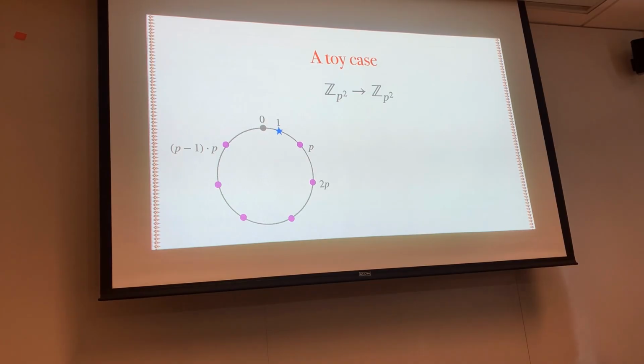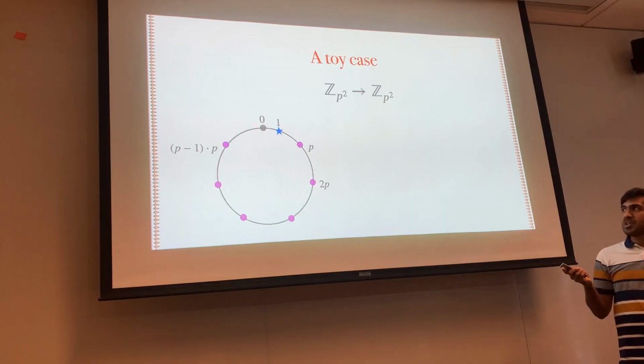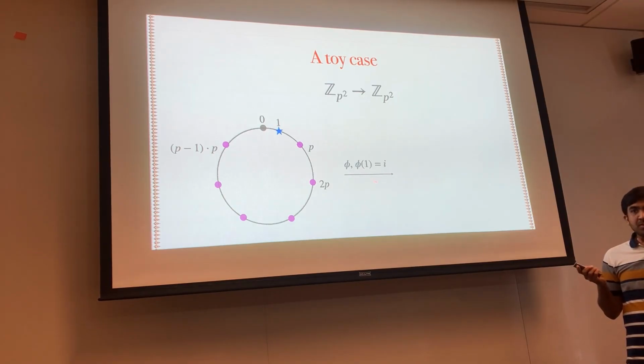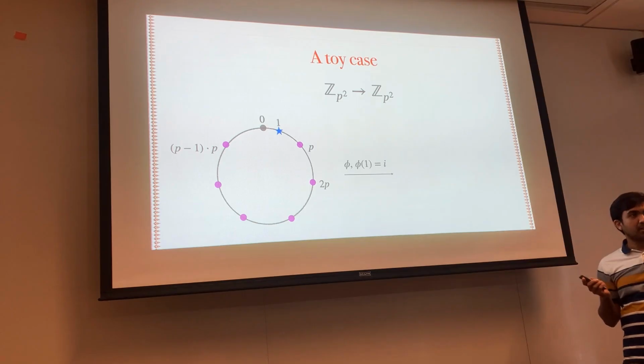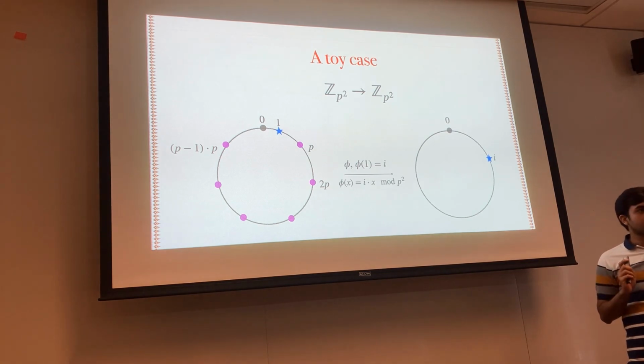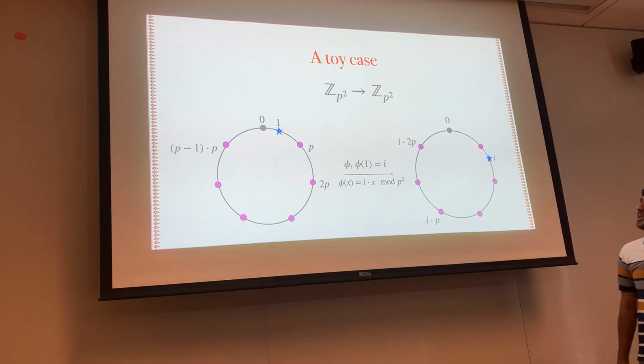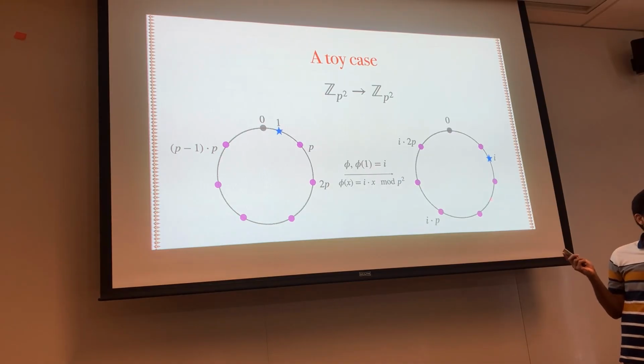So what does a true homomorphism look like? These are the p squared points. We have special points 0, 1 and multiples of p. We did see that for cyclic groups, the homomorphism is fixed by just the value at 1. Once I tell you that phi of 1 is i, I know phi of x for any x. It's just i times x modulo p squared. Now I can fix phi of 1 to be any i, doesn't matter, but this would force the value of any multiple of p to remain a multiple of p, if I plug in x to be some multiple of p.